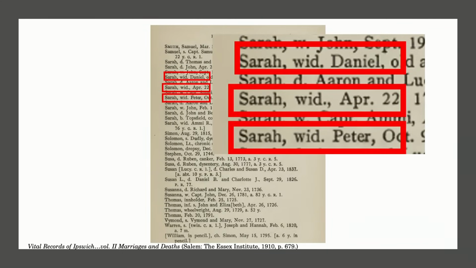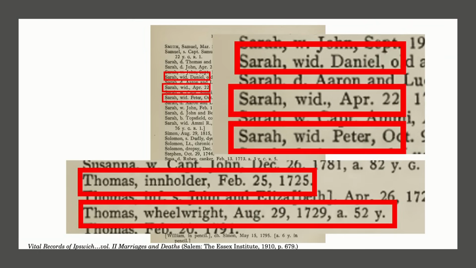This applies to women as well as men in records. How do you tell Sarah Smith apart? By who she married. Here we have Sarah, the widow of Daniel, Sarah, just widow, and Sarah, widow of Peter. The record creator here has given you the tools to tell these individuals apart. In this case, for Thomas Smith, the record creator used occupation. Here's Thomas Smith Inholder versus Thomas Smith Wheelwright.